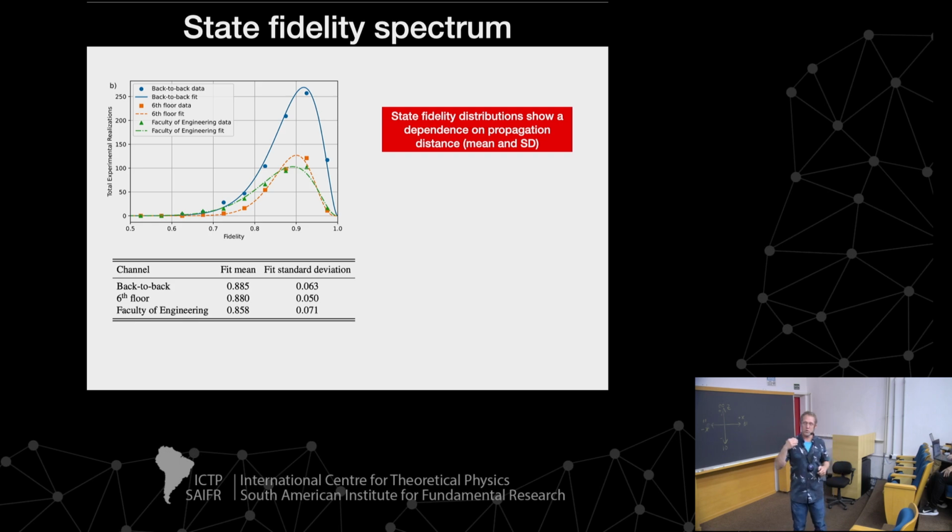So we either go back to back in the lab, or we go to the 2nd floor, or we go to the engineering department. And you can see the means of these fits are more or less the same. There's a little bit of a difference. And actually, you see a big drop-off when you go from, say, 200 meters propagation to 1.3 kilometers propagation. And the other thing, you see that the curves get a little bit wider. The standard deviation is a little bit wider.